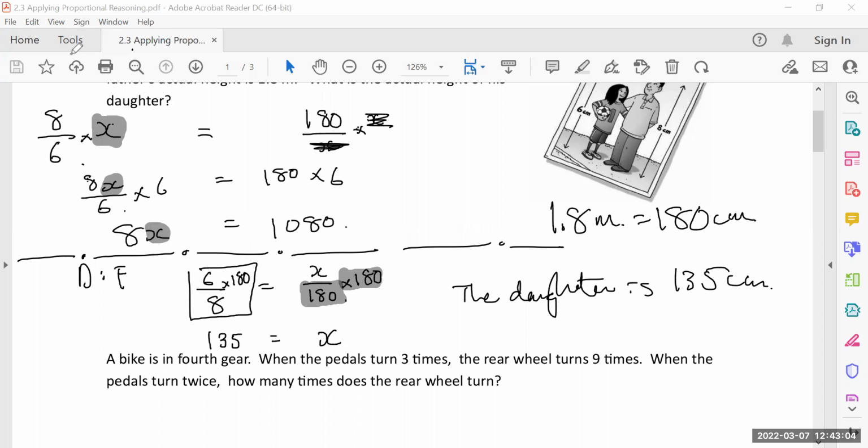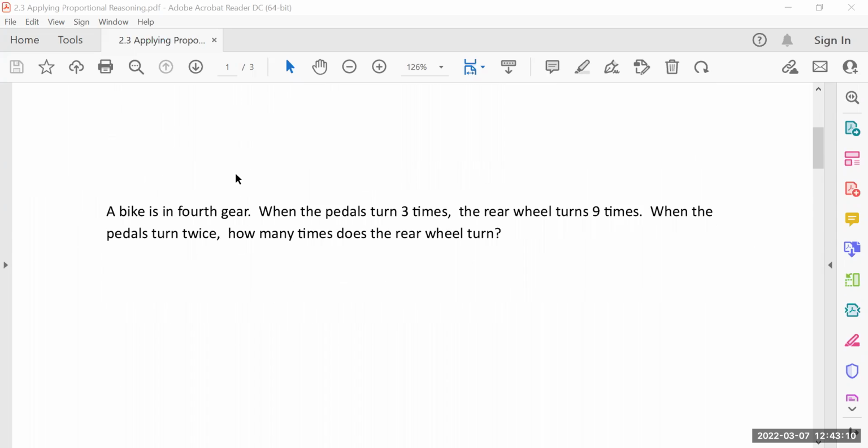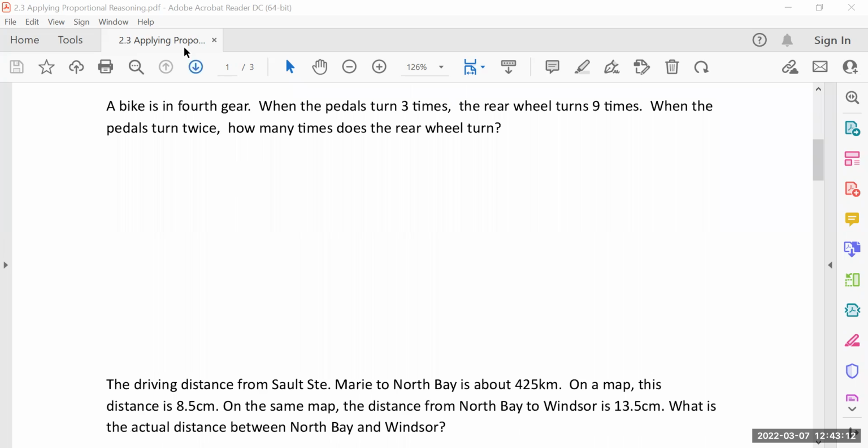Let's try it again. This time I'm going to do most of it. I'm going to ask you to do the final calculations. Here we go. A bike is in 4th gear. When the pedal turns 3 times, the rear wheel turns 9 times. When the pedal turns twice, how many times does the rear wheel turn?